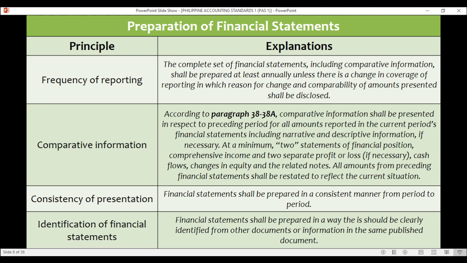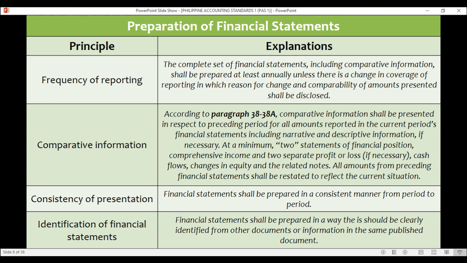applied consistently. For example, we have 2 policies, Policy A and Policy B. Policy A is applicable for the first 5 years. Then after 5 years, there is a change in accounting policy. Policy A is no longer applicable and Policy B will take over. Therefore, Policy B will be consistently applied throughout the succeeding accounting periods. So even though there is a change in the accounting policy, consistency shall be applied.